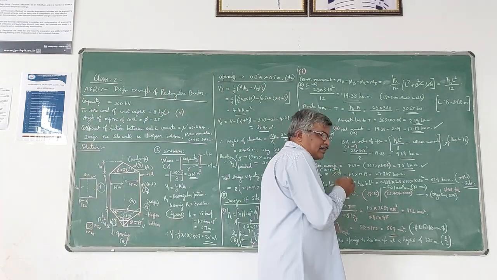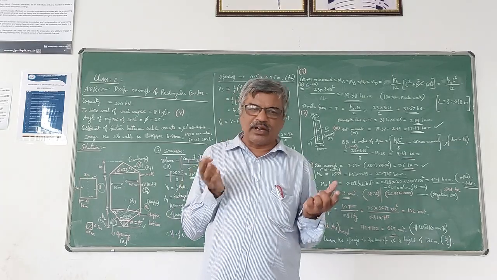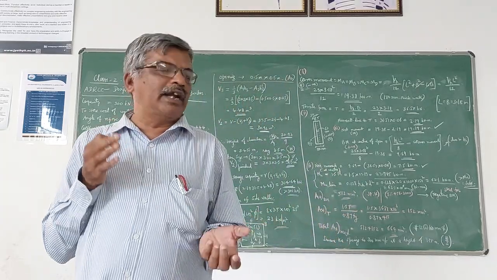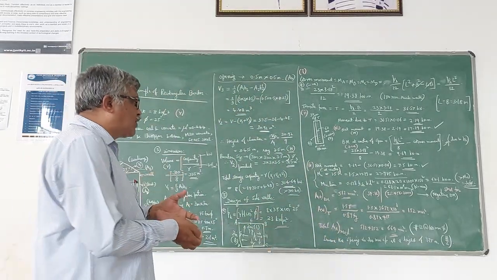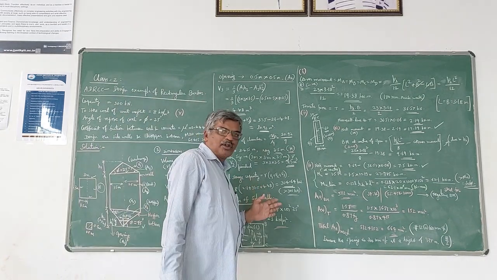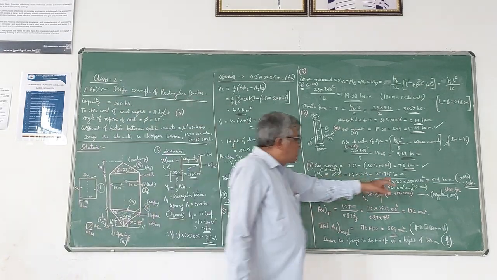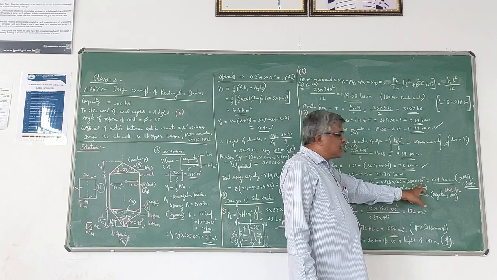You can try this because design is actually trial and error. I have assumed 180 mm here. You can try this for 160 mm thickness also. If you assume 160 mm, the effective depth becomes 130 mm: 160 minus 30, 130.